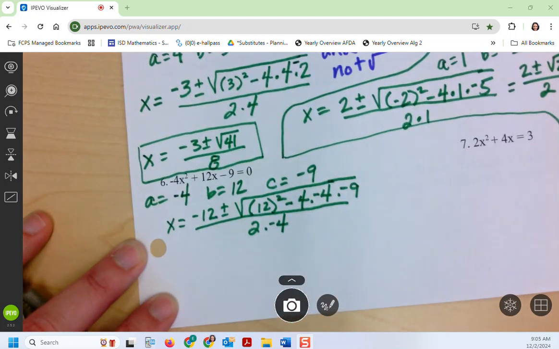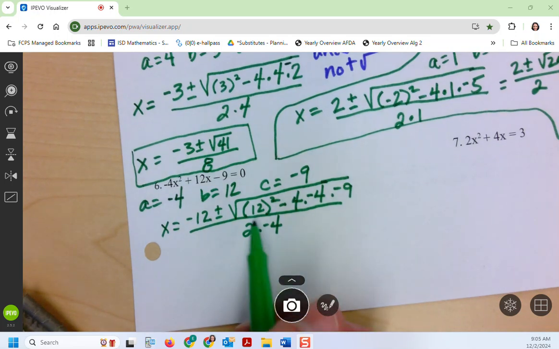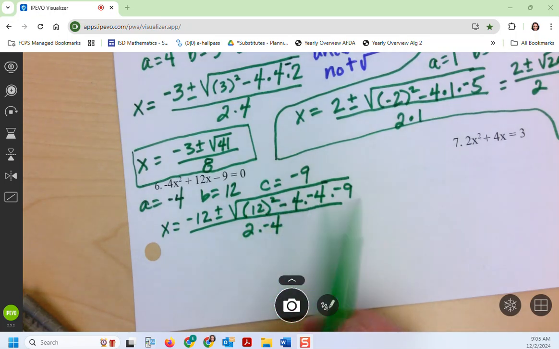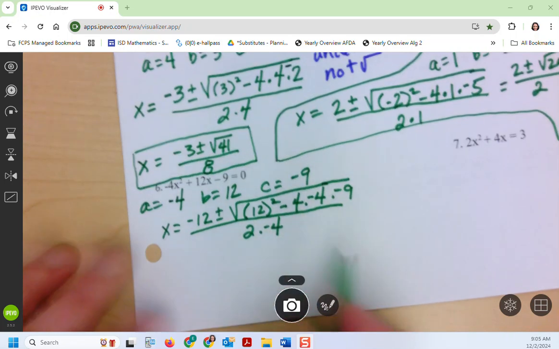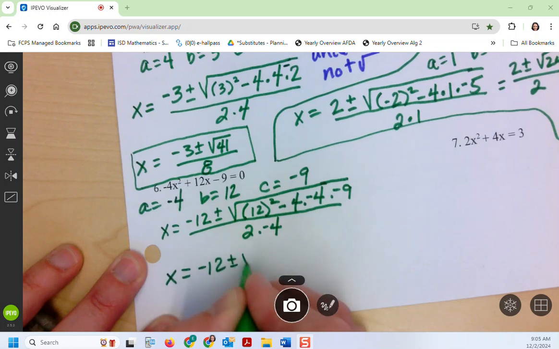Now, this time, the part underneath the square root gave you what number? Okay, Jeffrey got 0. Did anybody else get 0 underneath the square root? Yes. Okay, so if you put this in your calculator, 12 squared minus 4 times -4 times -9, you should get 0 as your discriminant. And so we get x equals -12 plus or minus root 0 over -8.